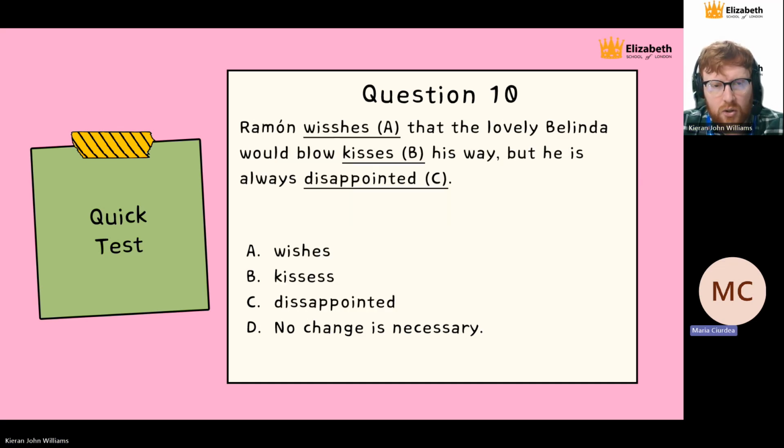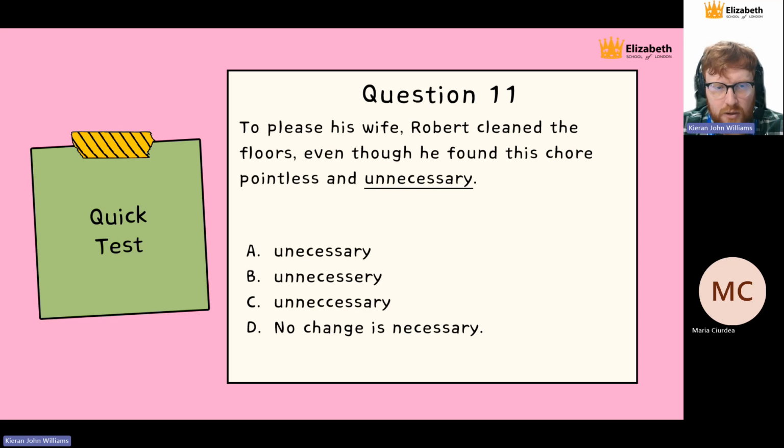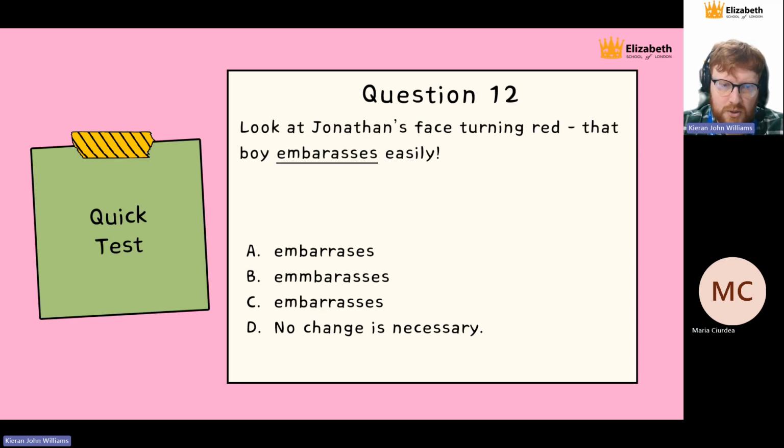Number 10, if you have a look here, wishes is spelled incorrectly. We don't have 2 S's in wishes. Okay. And then for number 11, we've got unnecessary, and this is correct. We don't need to change. All right, and then number 12, embarrasses, we need to have double R. So it should be the C version there.